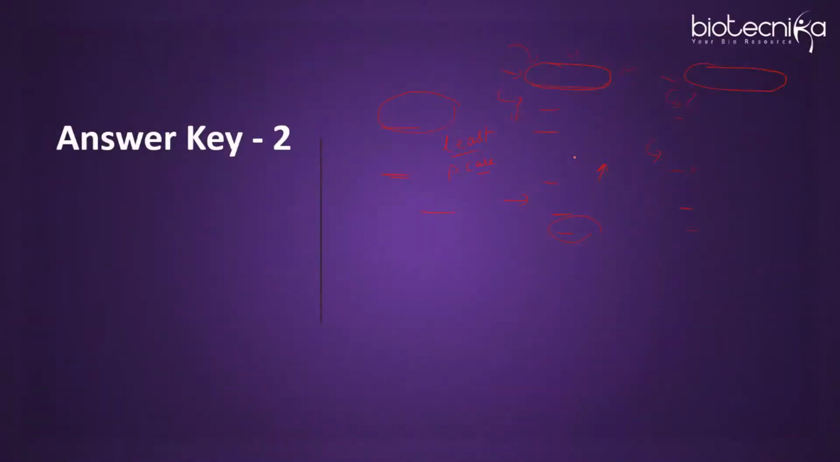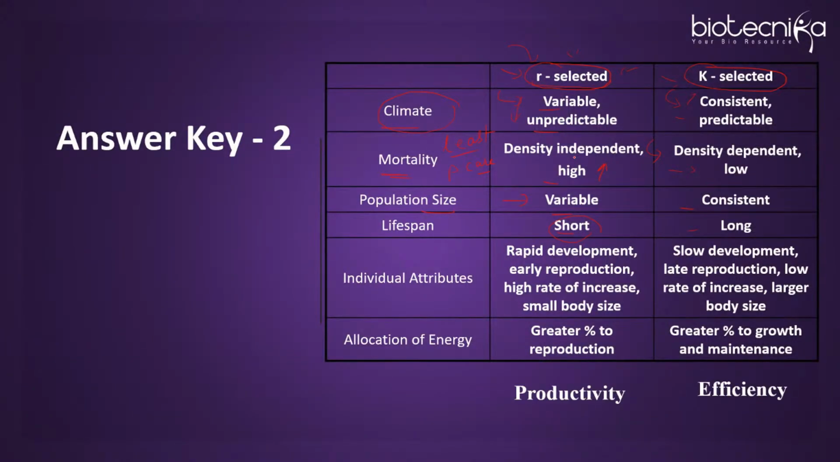Now, let us look at the survivorship curves. See, you can remember this concept like this. R represents reproductivity. So R selected individuals only believe in maximizing reproduction.